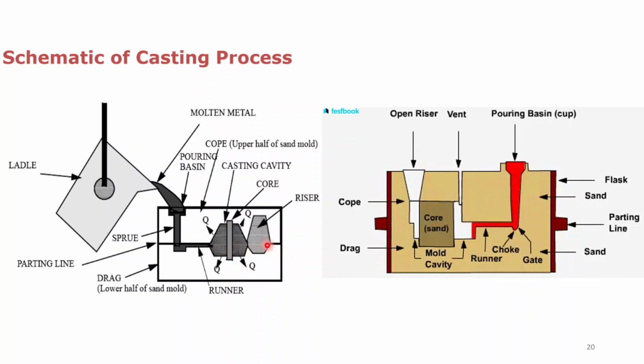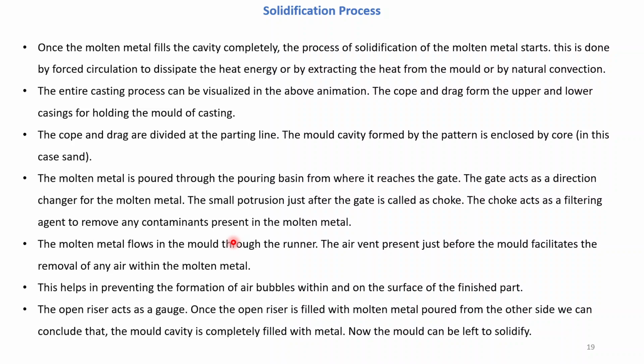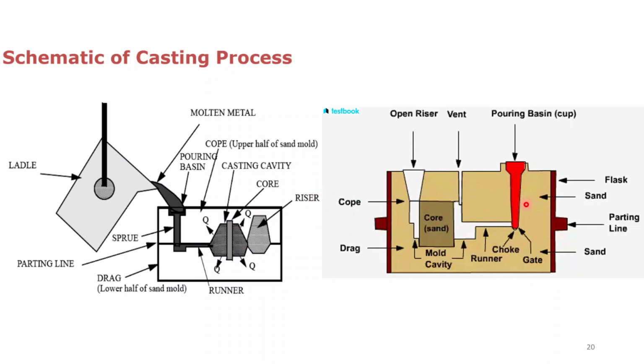This line, parting line, and the mold cavity formed by the pattern is enclosed by core in this case, and in this case there is sand. So the molten metal is poured through the pouring basin from where it reaches the gate, and the gate acts as a direction changer for the molten metal, and the small protrusion just after the gate is called the choke. So here this part where the molten metal is entering and changing its direction, this part is called choke.